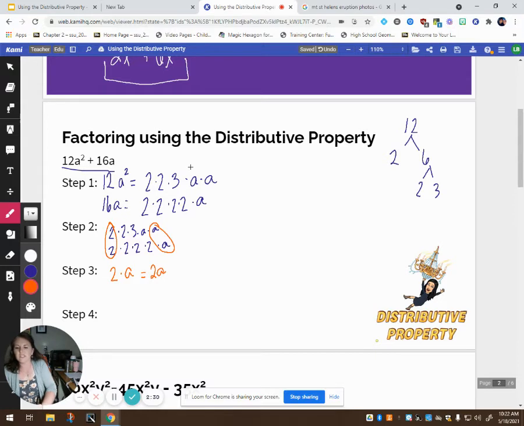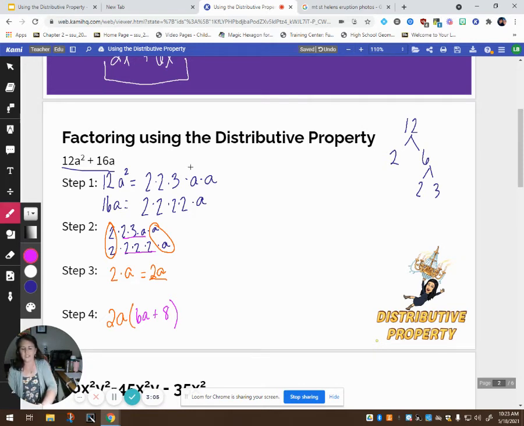So the final step is to rewrite it as the product of the factors. I took a 2a out of this 12a squared. So what did that leave me with? When I took out that 2a, that left me with 2 times 3 times a, which is 6a. When I pulled out the 2a down here, that left me with 2 times 2, which is 4, 4 times 2 is 8. So it left me with a positive 8. So this is the factored form of this.